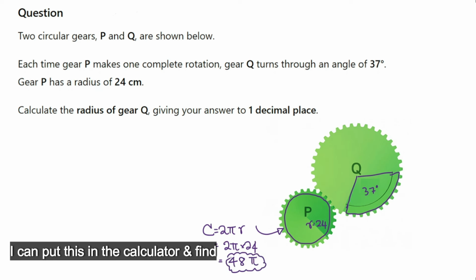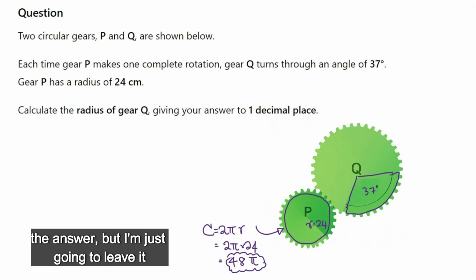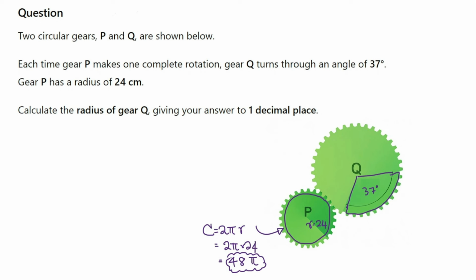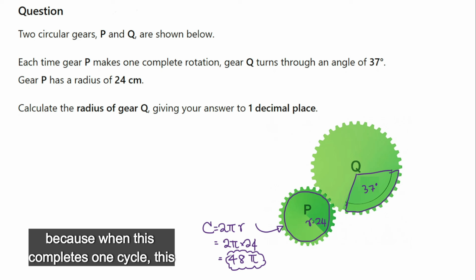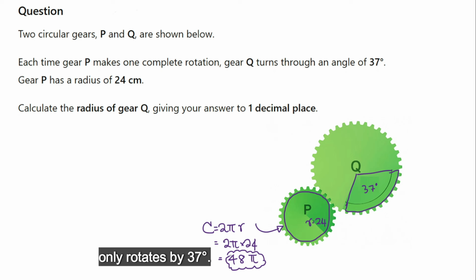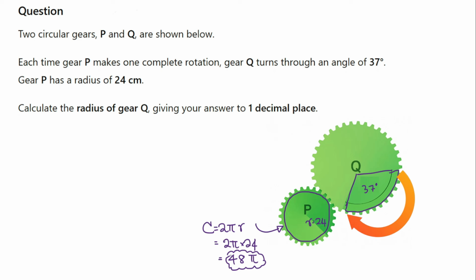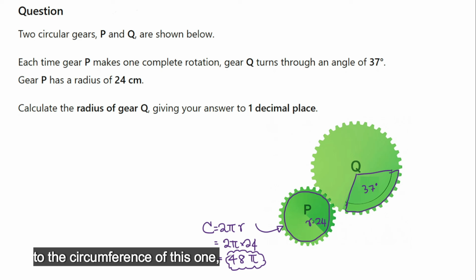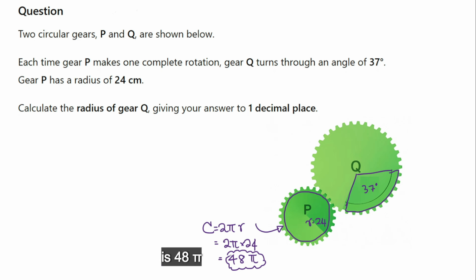Now, I can put this in the calculator and find the answer, but I'm just going to leave it like that. Now, because when this completes one cycle, this only rotates by 37 degrees, that means this length here is equal to the circumference of this one, which means this one here is 48 pi.